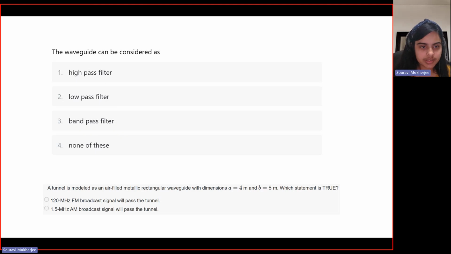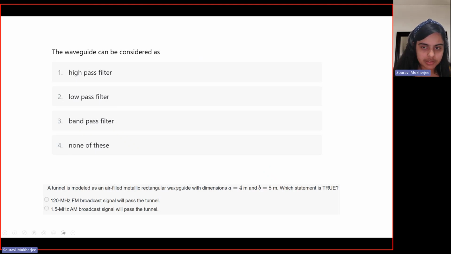Now, here, as you can see, there can be this kind of questions which says that it's an air-filled metallic rectangular waveguide with the dimensions given. A and B is given. Which of the statements is true? So how do you answer this question? So now you know A and B. It's air-filled, you know that.